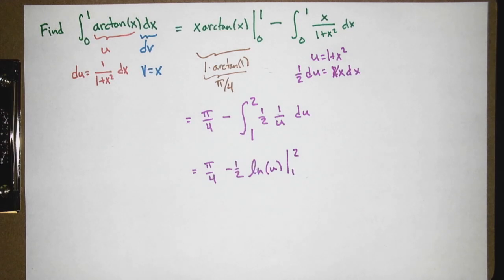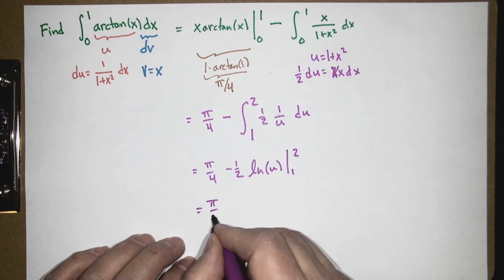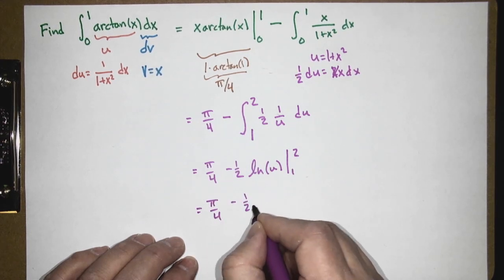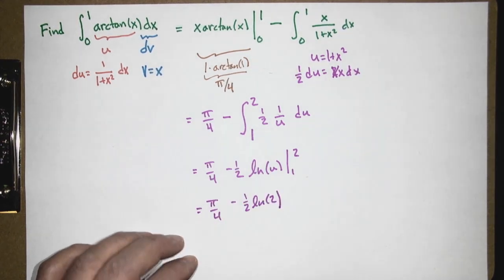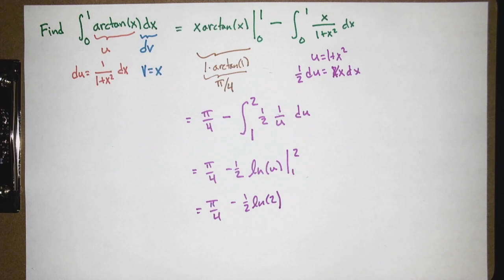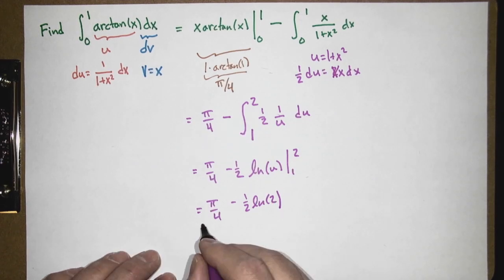Well, let's plug in. When you plug in your 2, you get log 2. What happens when we plug in 1? What's log of 1? 0. Yeah, it's good to know these things. Log of 1 is 0, so we don't need to write it down. And there we go.